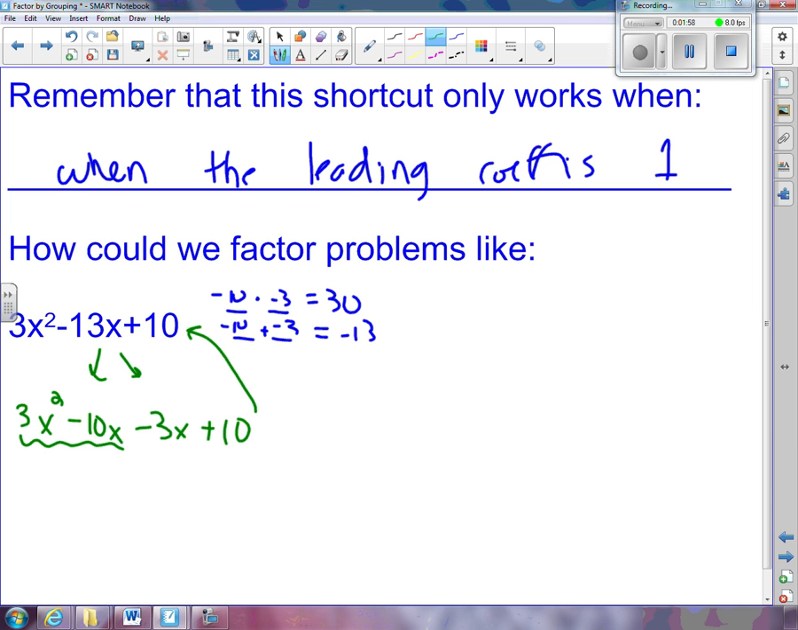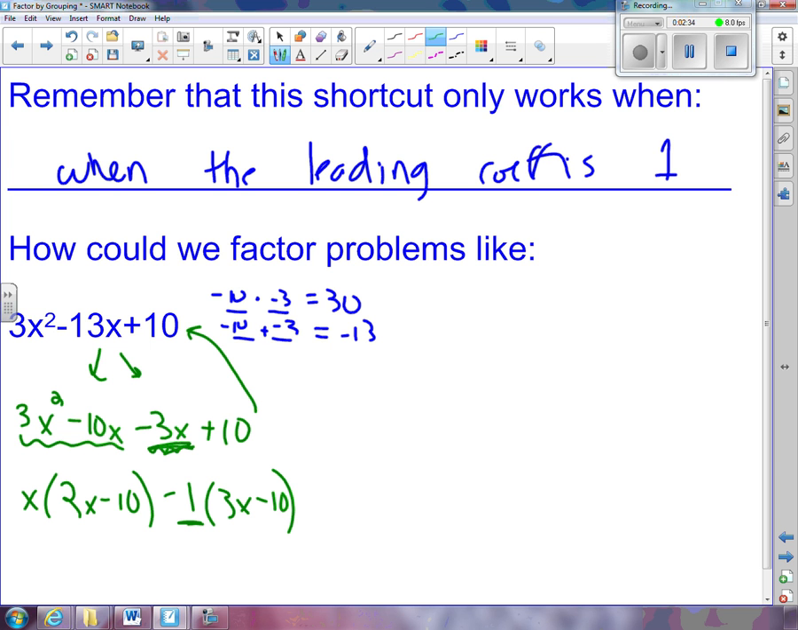So if you look at these first two terms, the only thing in common is an x. If I take out an x, I'm left with 3x minus 10. If I look at the second two terms, they don't really have anything in common. However, when this guy is negative, you have to take out a negative. So if I take out a negative 1, then I'm left with positive 3x and negative 10. The reason for that is when you're thinking about what you have left in the parentheses, what you're really doing is dividing by the number that you took out. So negative 3x divided by negative 1 is positive 3x.